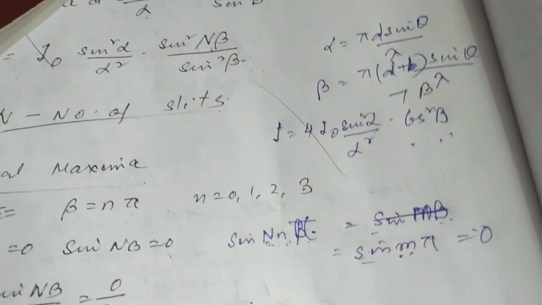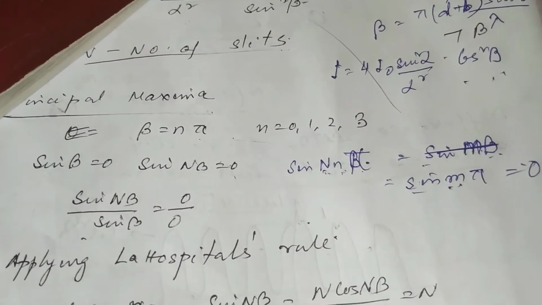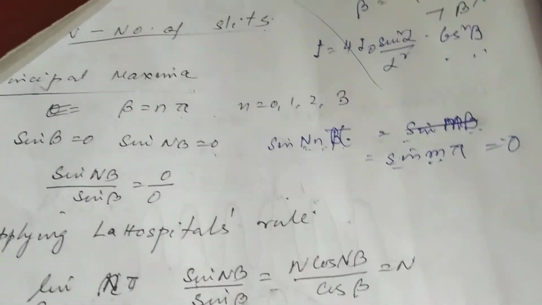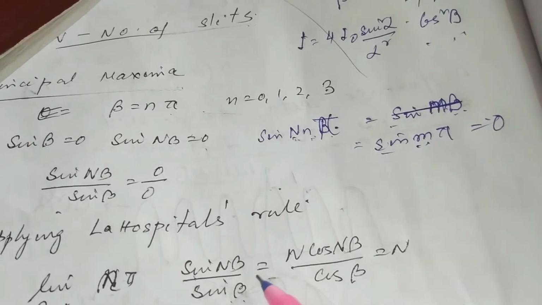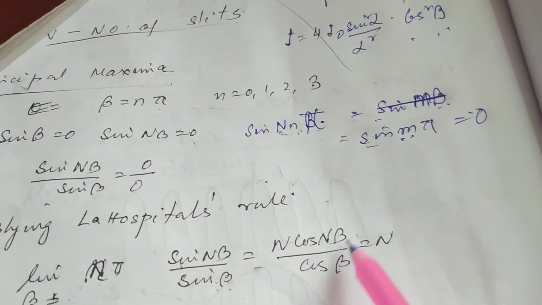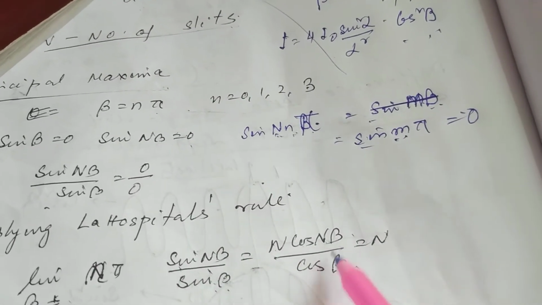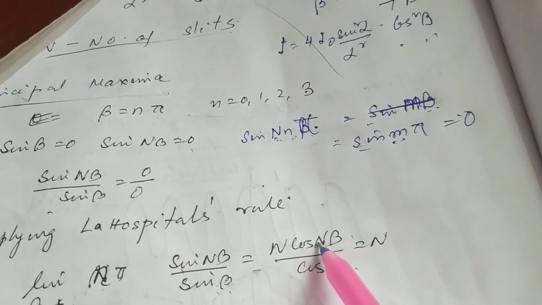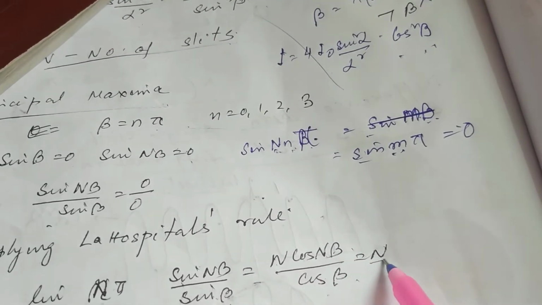So what will be the value of sin N beta by sin beta? It means 0 by 0, so we will apply L'Hospital's rule. That means I have to differentiate it. So I will get N cos N beta in the numerator and cos beta in the denominator, if I differentiate both numerator and denominator. And if I put the value of beta as n pi, then I will get it as N.